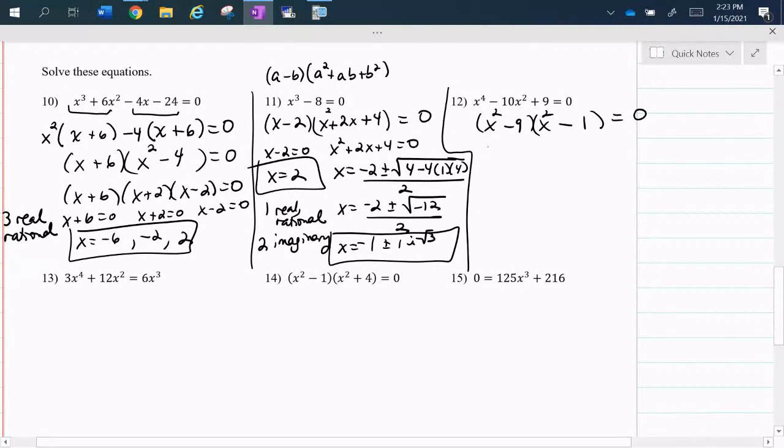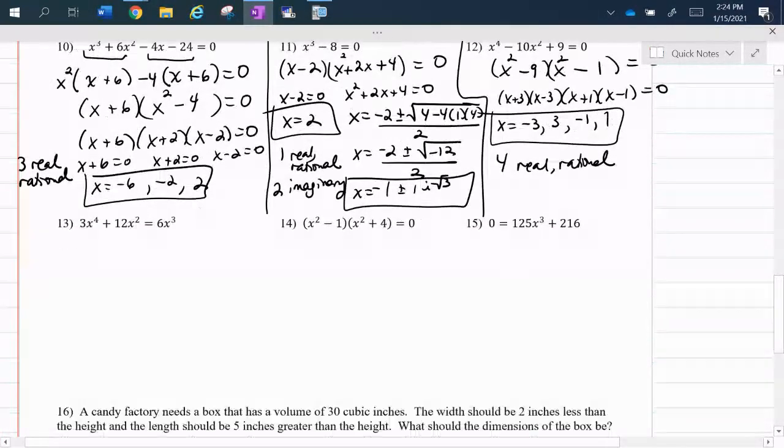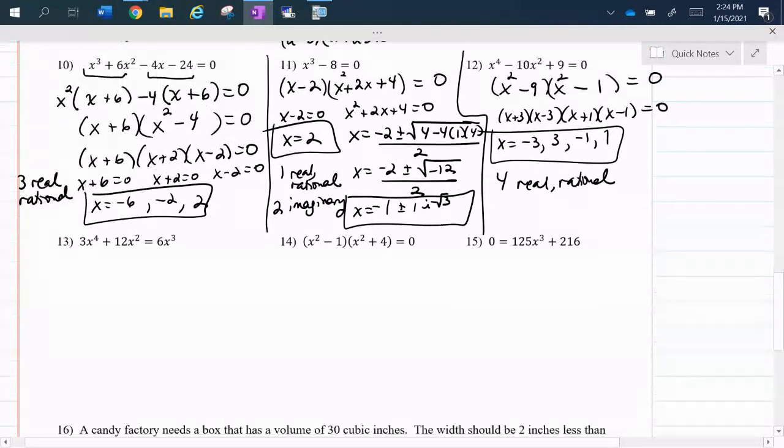And then I can factor again, difference of squares, right? And then I set each factor equal to 0. So I get negative 3, 3, negative 1, and 1. So notice, this time I have a quartic equation, so I found 4 solutions. And in this case, all 4 are real, and they are all rational. So the next 3 are exactly the same. We just factor, set each factor equal to 0.